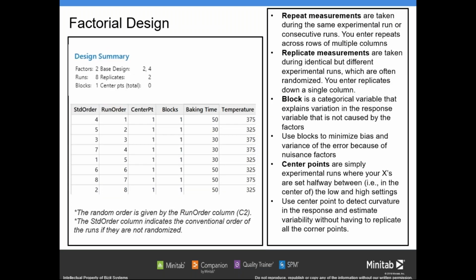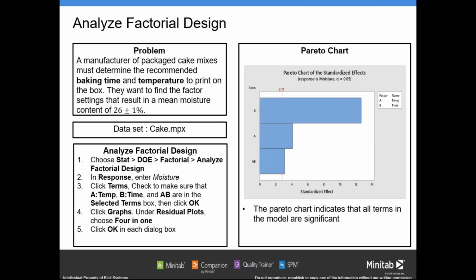So now we already have the experimental design, so we go for analyzing the factorial design. The same case study. A manufacturer of packaged cake mix must determine the recommended baking time and temperature to print on the box. They want to find the factor setting that results in a mean moisture content of 26 plus minus 1%.